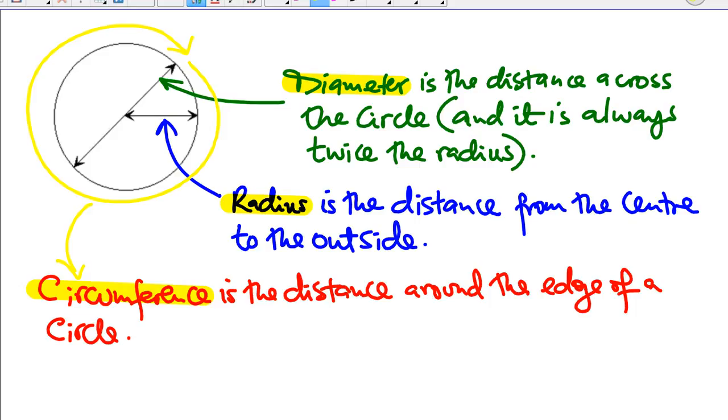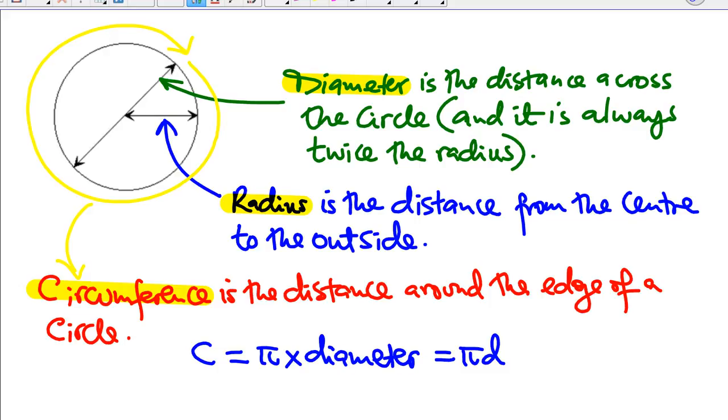Now, circumference is equal to pi multiplied by the diameter. So this is the relationship between circumference and diameter. Pi is just a constant that you can get from the calculator. Now, in short, we can say that circumference is equal to pi d. That's how we write it, just pi d. So pi times diameter.